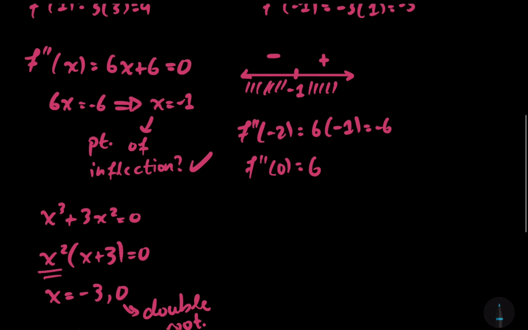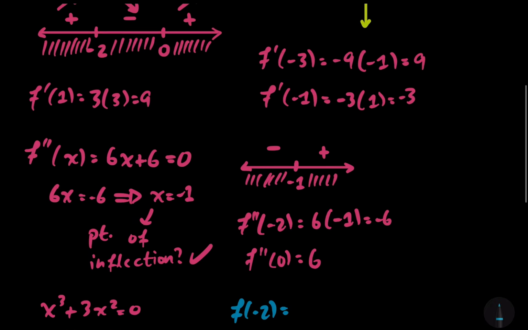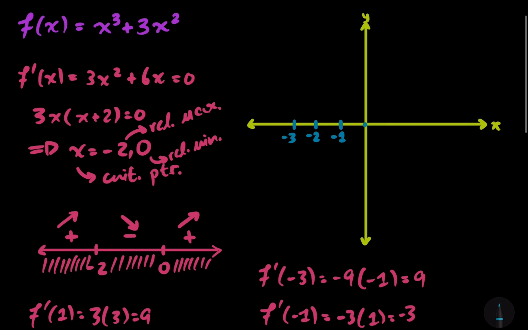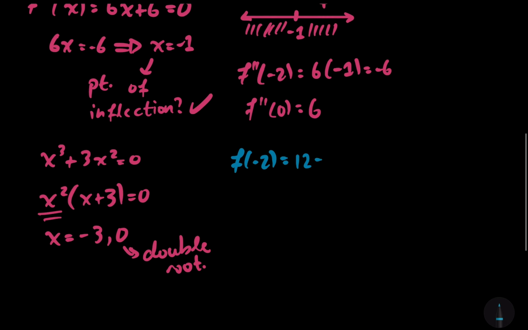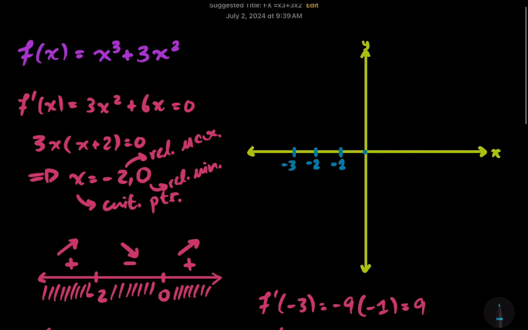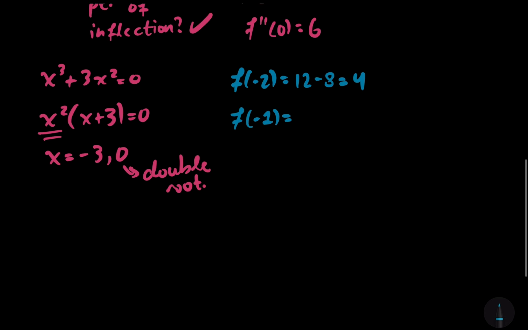And so let's go ahead and try to find f of -2, which, let me scroll up over here to actually remind myself of the function. It's going to be -8 plus 3 times 4, so that's going to be 12 minus 8, which is equal to +4. And then f of -1 is going to be -1 plus 3, which is going to be +2, right? And so now we have these points. We have the point -2, 4, and -1, 2.